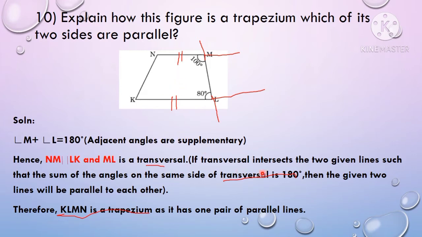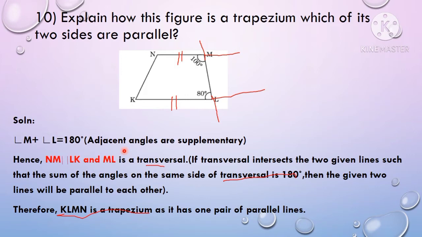If a transversal, this ML, is intersecting, that means it is passing through the two lines NM and KL, such that the sum of the angles on the same side, here what are the angles on the same side? 80 and 100 degree. The sum of the angles on the same side of a transversal is 180 degree. Now understood? Since here we have written it in a single line, adjacent angles are supplementary. We have given detailed explanations, and I have given these explanations for your understanding.